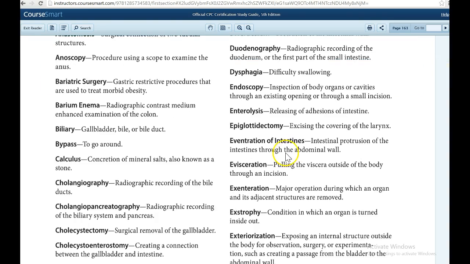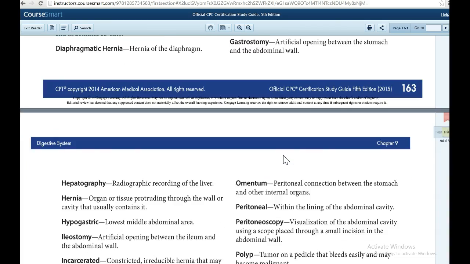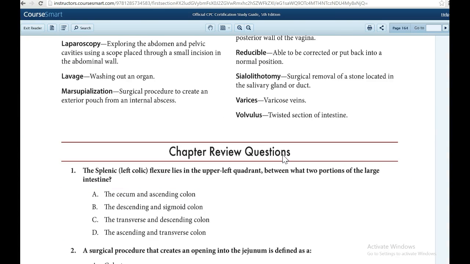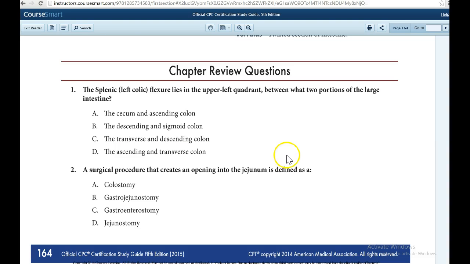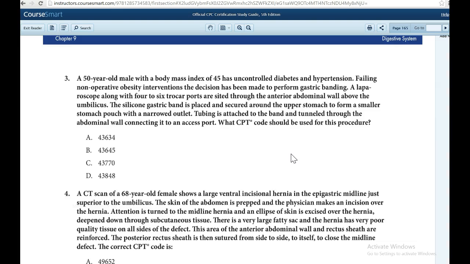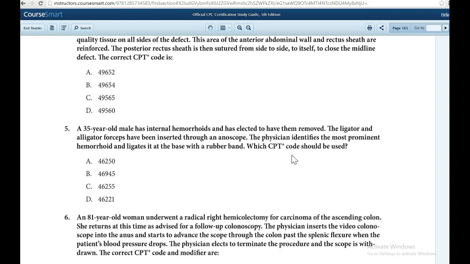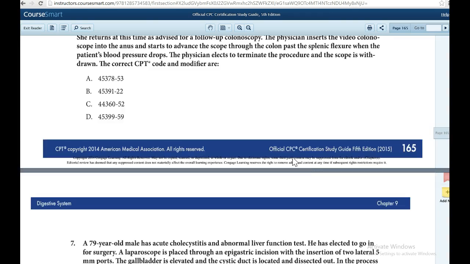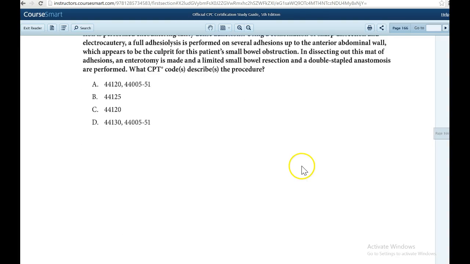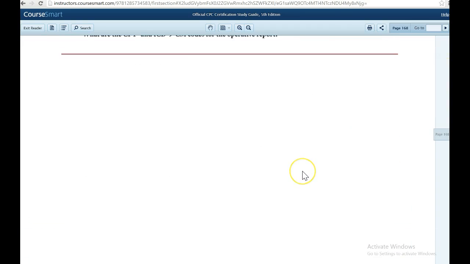Please, if you don't remember something, again, write it down. Again, here are your chapter review questions. Make sure you go back through those as well. Very good. All right.